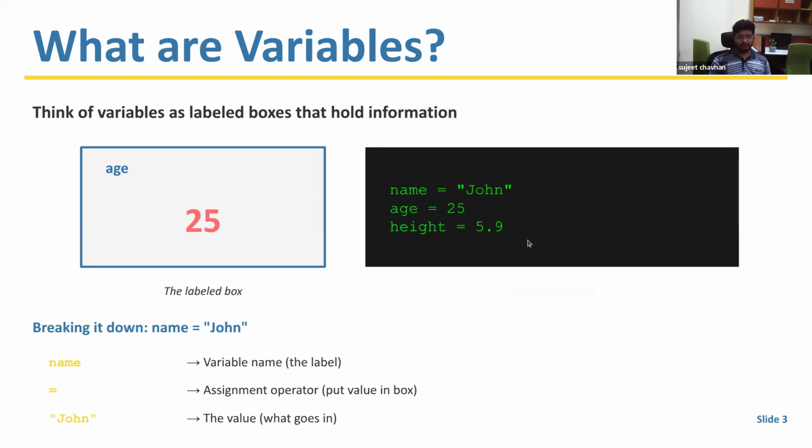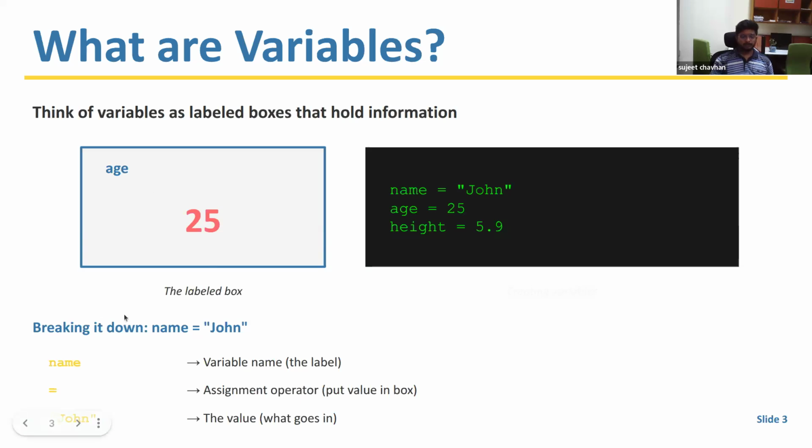As you can see on the right side, first we are writing name equal to John. John is written in double quotes. So the name of the variable is name and the value is John. Second, the name of the variable is age and the value is 25. Similarly, the name of the variable is height and the value is 5.9.